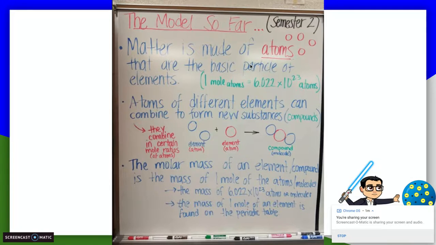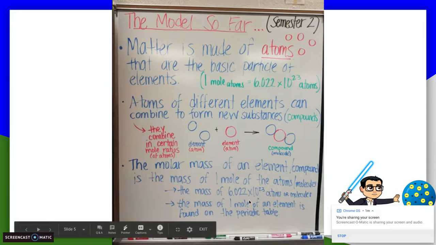And so we have matter is made up of atoms. Atoms of different elements can combine to form new substances. They combine in certain mole ratios. And we figured that out by getting the grams and then getting the moles of each element. And the molar mass of an element or compound is the mass of 1 mole of the atoms or molecules. The mass of 6.022 times 10 to the 23rd atoms or molecules is the molar mass, and the mass of 1 mole of an element is found on the periodic table.